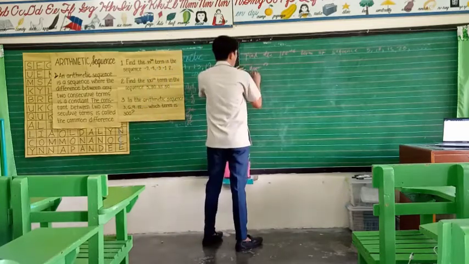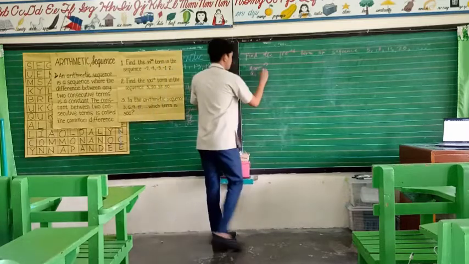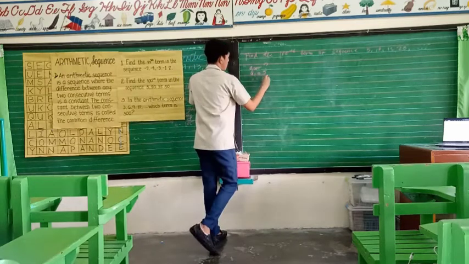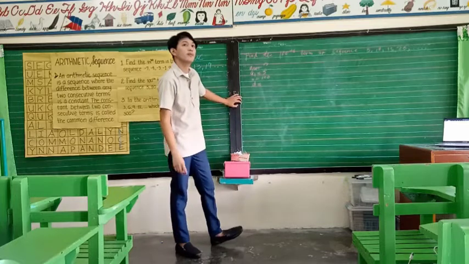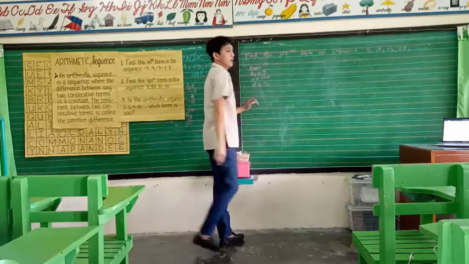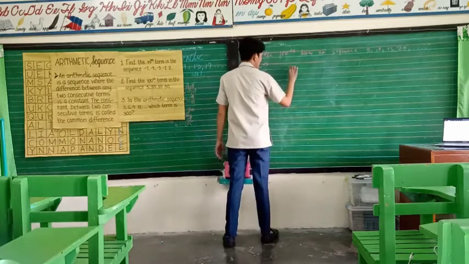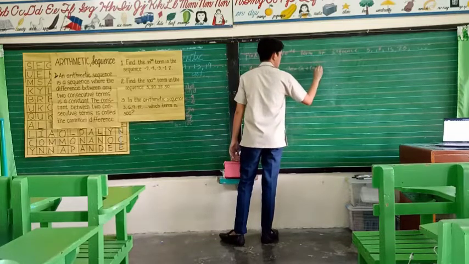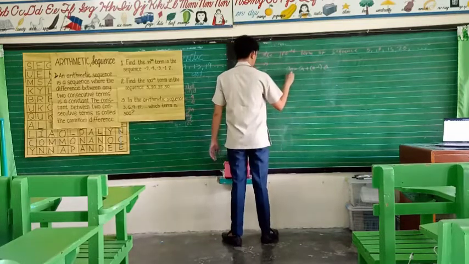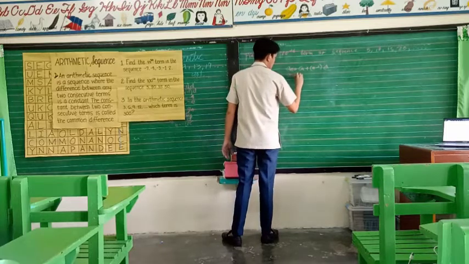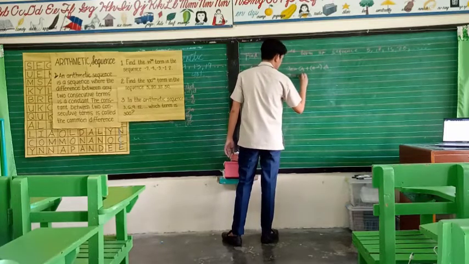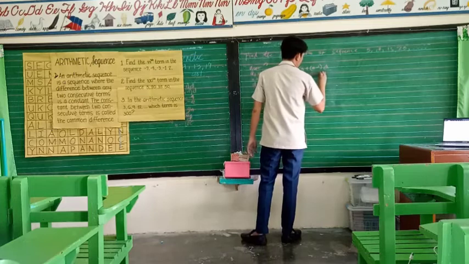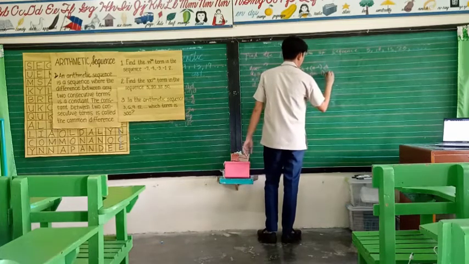So, what is our a sub 1? 5. What is our n? 100. Okay, very good. What's our common difference? 5, sir. Okay, very good. So, same procedure, write the formula. a sub n is equal to a sub 1 plus n minus 1 times d. So, write a sub 100 is equal to, our a sub 1 is 5, so write 5, plus our n is 100 minus 1 times 5.